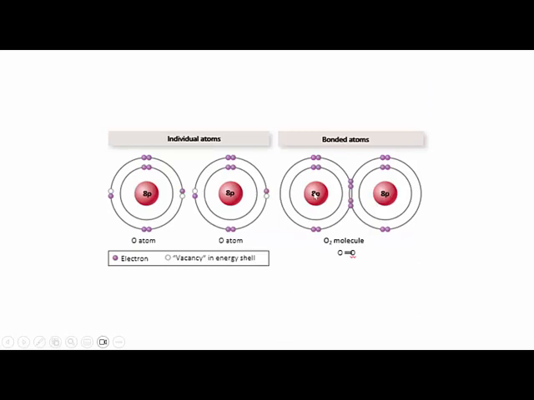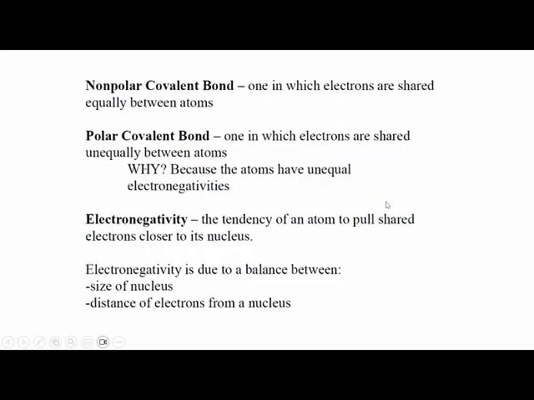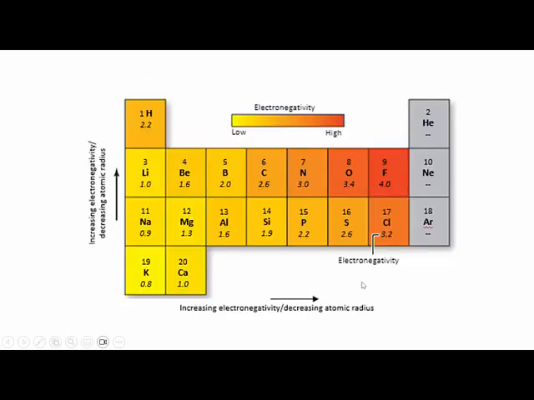So sometimes, like if these are of two different elements, the electrons are going to be shared unevenly. They're going to be closer to one nucleus than the other. Electronegativity of an element or an atom of an element is a balance between how big the nucleus is, so how much positive charge there is, and also how far away the electrons are from that nucleus.